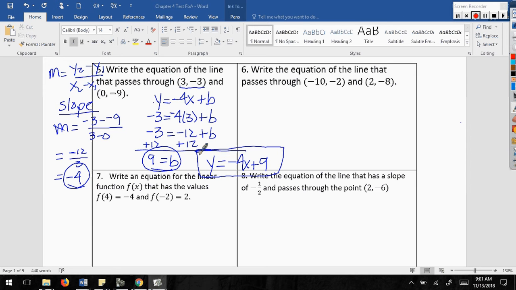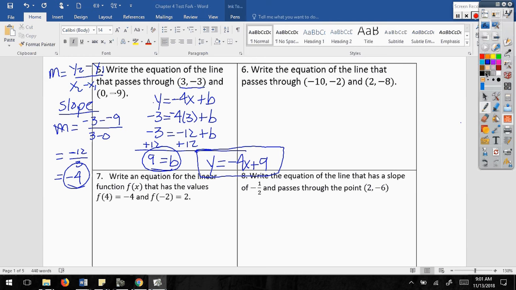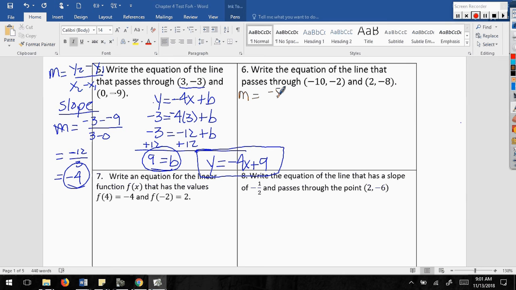Moving along to number 6. Again, I need to do the slope first. So we'll do -8 minus -2 divided by 2 minus -10. -8 plus 2 is -6. And 2 plus 10 would be 12. So we get -1/2.